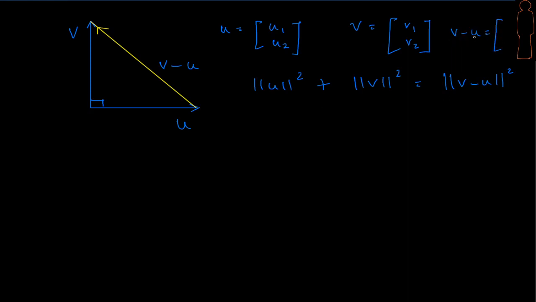We know that vector subtraction is just component-wise subtraction. Therefore this would be v1 minus u1 and v2 minus u2, and we know what the magnitude of a given vector is: it is just the components squared, summed up, and then we take the square root. But since there is a square already here, the square root and the square can be removed, and what we are left with is u1 square plus u2 square, plus here we will have v1 square plus v2 square. The square is gone because of the square root.